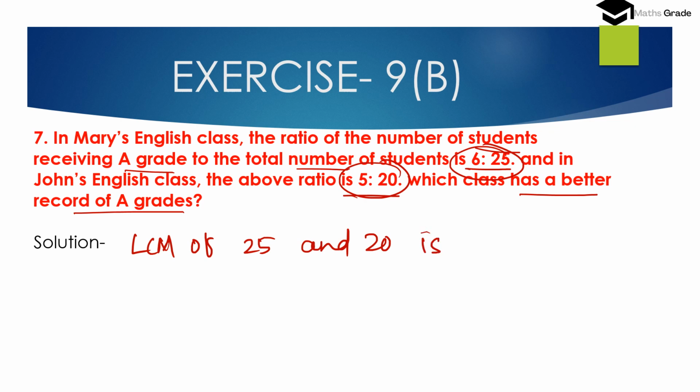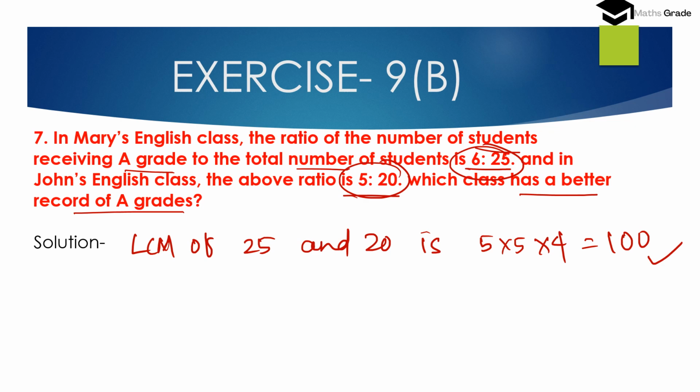So prime factorization of 25 is 5 multiplied by 5. And prime factorization of 20 is 5 multiplied by 4. That is, here 5 is already there, two 5s. So just multiply 4. So 5 multiplied by 5 is 25, and 25 multiplied by 4 is 100. Now LCM of 25 and 20 is 100.